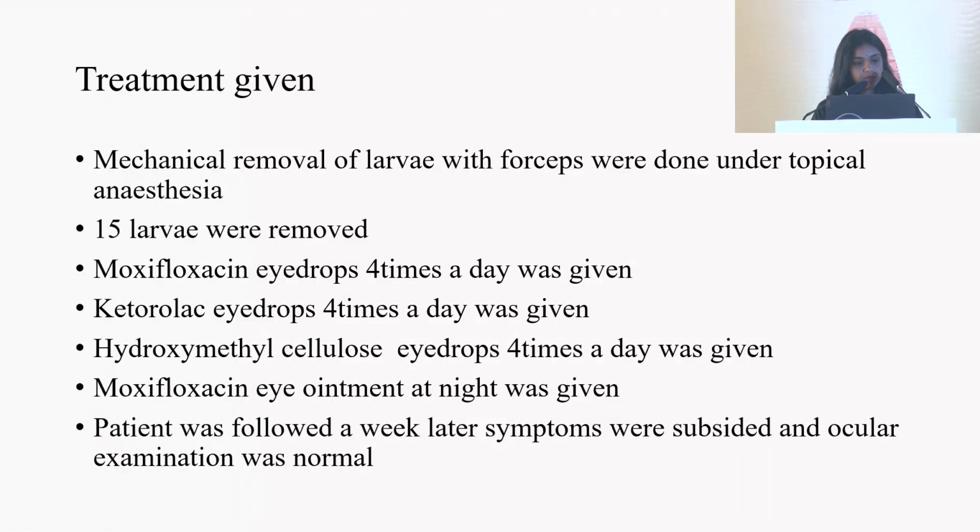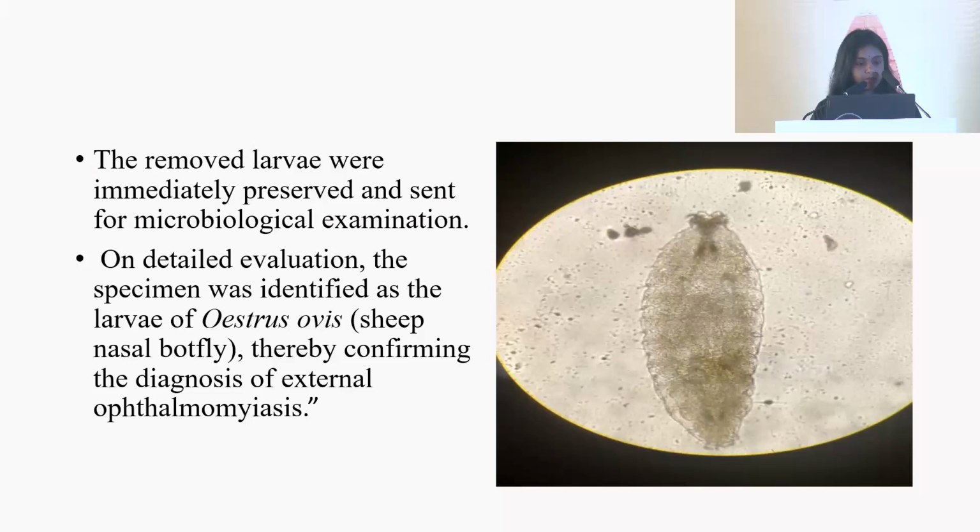Coming to the treatment, mechanical removal of larvae with forceps was done under topical anesthesia. Almost 15 larvae were removed. Moxifloxacin eye drops 4 times a day was given, and ketorolac eye drops 4 times a day was given. Hydroxypropyl methylcellulose eye drops 4 times a day was given, and at night, moxifloxacin eye ointment was advised. Patient was followed a week later, and symptoms had subsided, and ocular examination was normal. The removed larvae were immediately preserved and sent for microbiological examination.